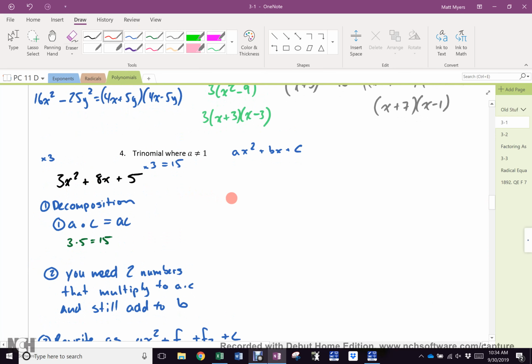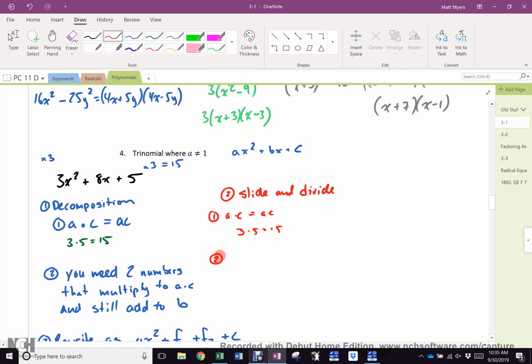The second way. This has a name. I found out the name. And I don't like it. It's a dumb name. But it's called slide and divide. And this is the way I like to do these. Starts the same way. Step 1, A times C to get AC. So we know that's 3 times 5 to get 15.